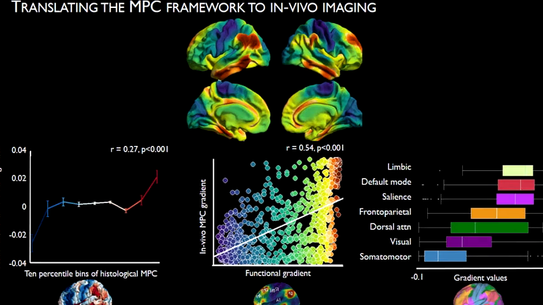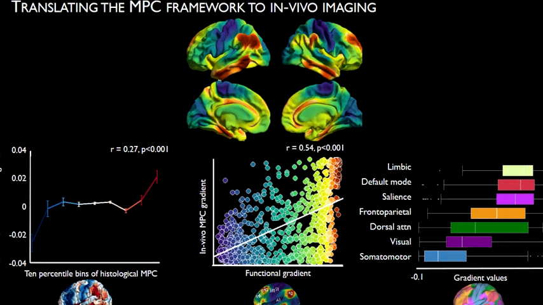Then for those of you who are familiar with Daniel Margulies's paper, which really started this diffusion embedding craze, you'll see there's some similarities there as well. And indeed, when we correlated the two, you see the rho value of 0.54. So it's also sensitive to the functional gradient. So we're really trying to bridge this gap between the histology and the function as well.